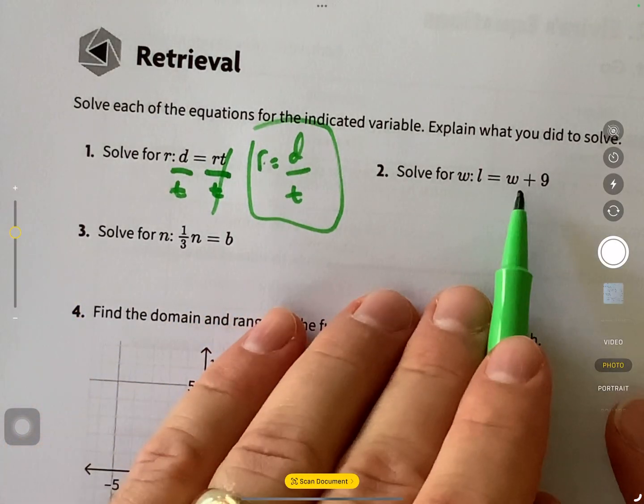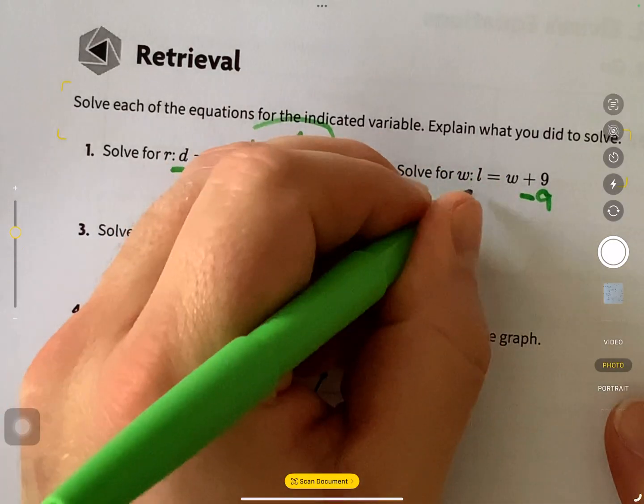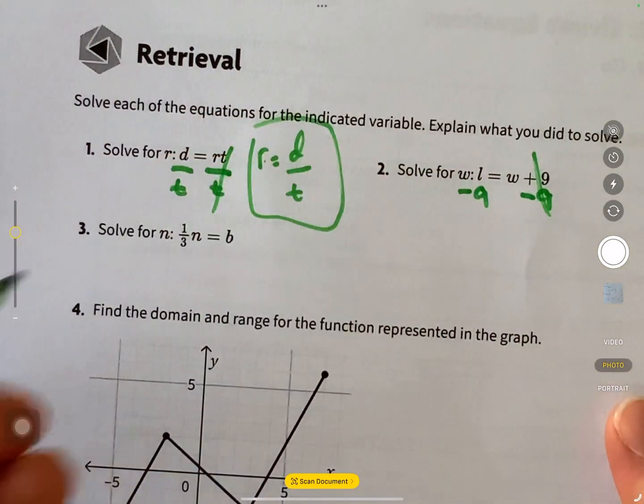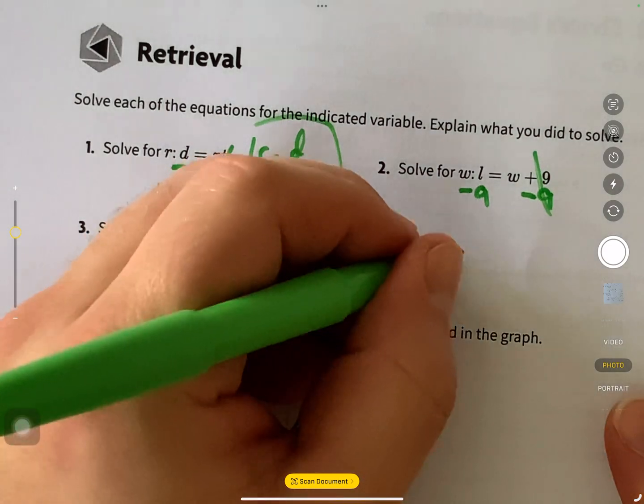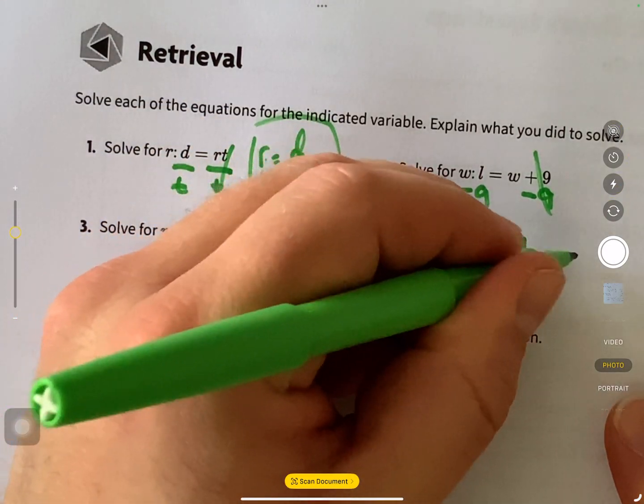Solve for w. W is here, and there's a plus 9 in the way, so we do the opposite, and that is minus 9 to both sides. Cross the 9's off there, and your answer is w equals L minus 9.